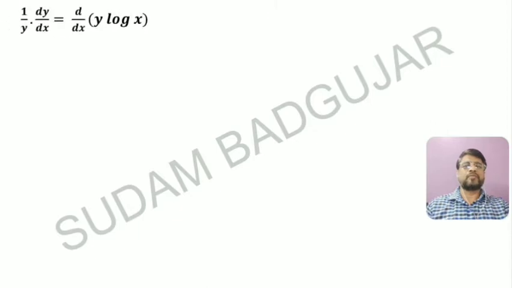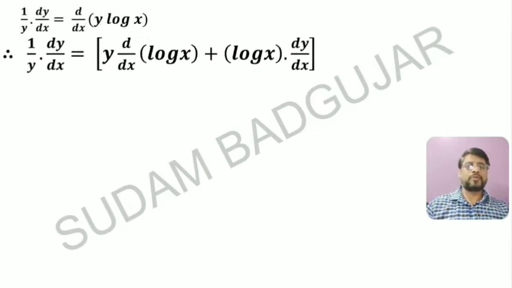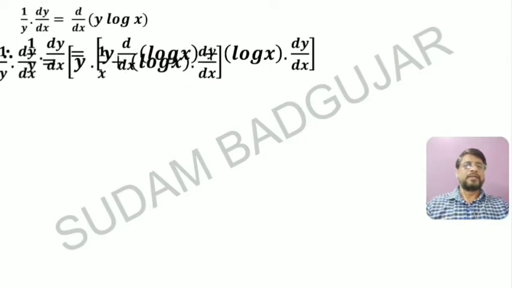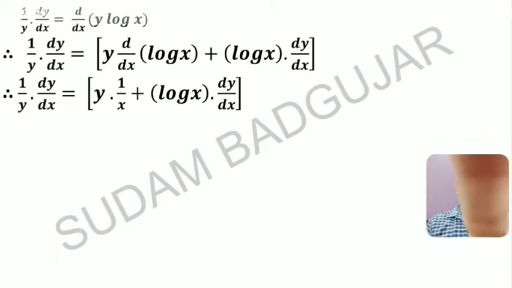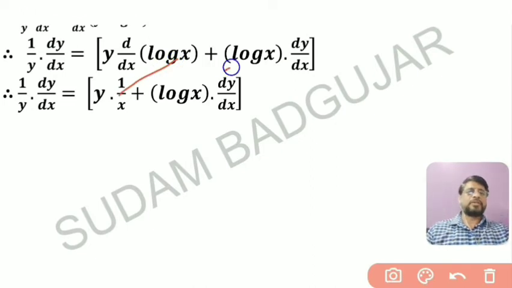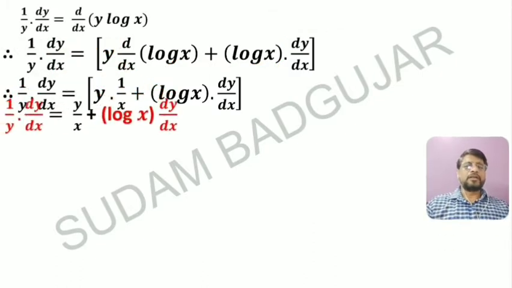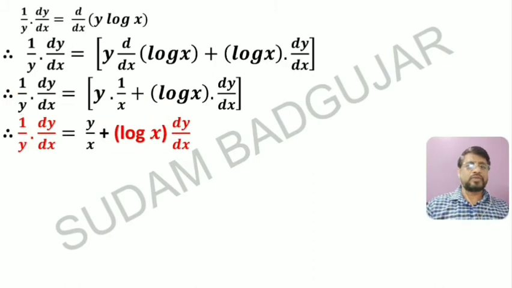That is nothing but 1 upon y into dy by dx equal to, by product rule, first function as it is, y, keep as it is, into the derivative of log x, plus log x into the derivative of y, that is dy by dx. Now again simplify this: 1 upon y into dy by dx equal to y into, what is the derivative of log x? It becomes 1 upon x, plus log x as it is, dy by dx also as it is. Then simplify this: 1 upon y into dy by dx is equal to y upon x plus log x into dy by dx.